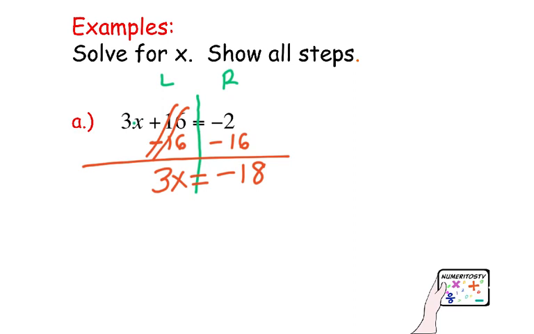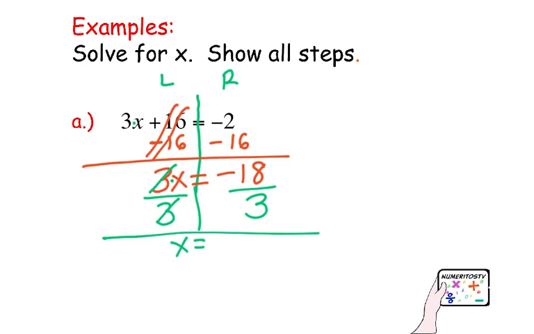Then I need to get rid of that 3. That 3 is multiplying my x. So the inverse operation will be division by that same number to simplify this to 1x. That's what we want. And then don't forget the balance. I need to do the same in the other side. So I need to divide that negative 18 by 3. Negative 18 divided by 3, that's negative 6. That will be my x.